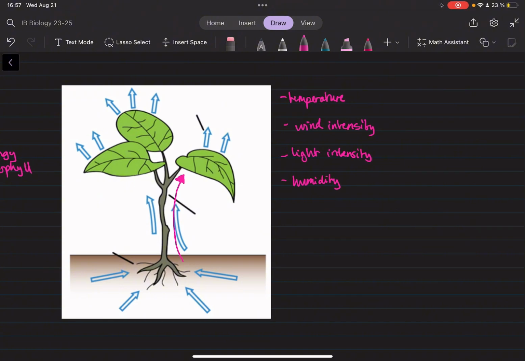And then humidity. Humidity is the opposite of wind intensity. As there's an increase in humidity, there's a decrease in the rate of transpiration. And this is because humidity just means there's more water in the air. And that means that there's going to be a higher concentration of water in the surrounding air of the leaf. And that will mean that less vapor will diffuse out of the leaf.